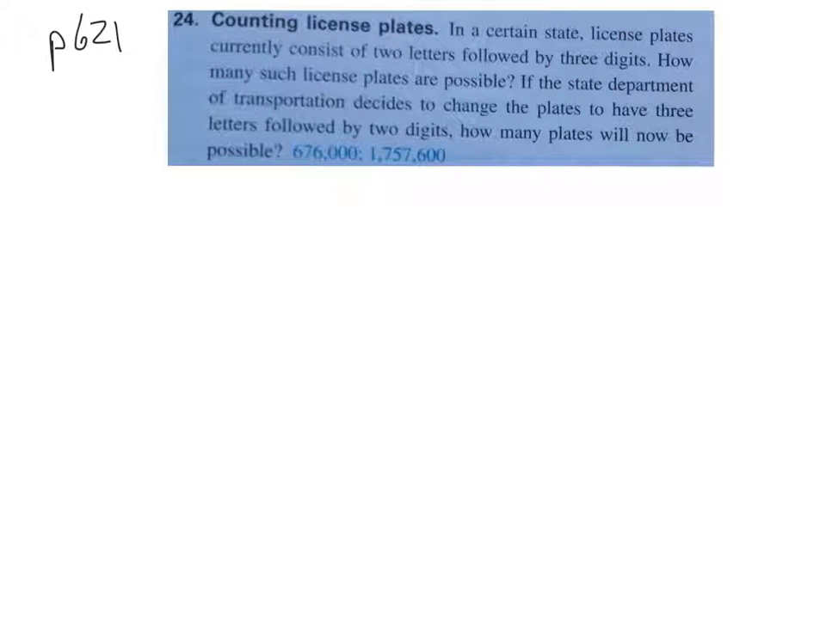On page 621, this time we're counting license plates. It says in a certain state, license plates consist of 2 letters followed by 3 digits. How many such license plates are possible? Well, they're giving us slots, right? 2 letters. Here are our letter slots, followed by 1, 2, 3 digits. So the letters in the alphabet, there are 26 of them.